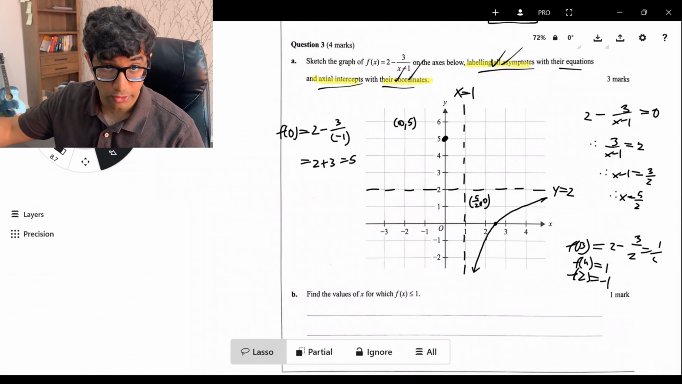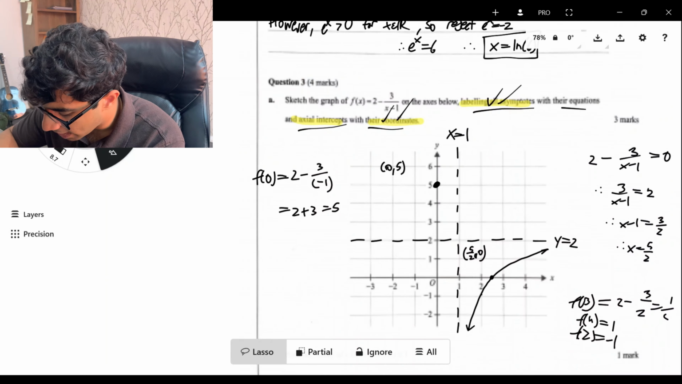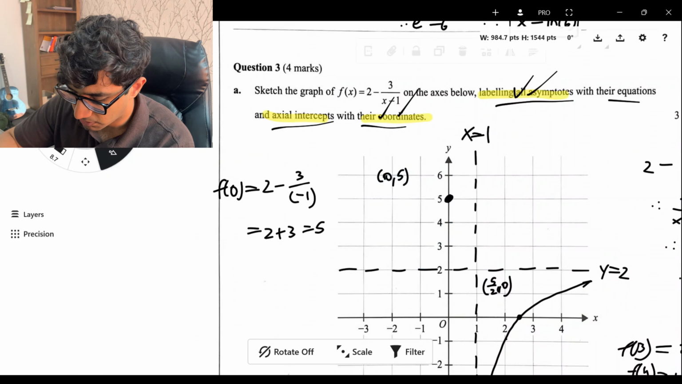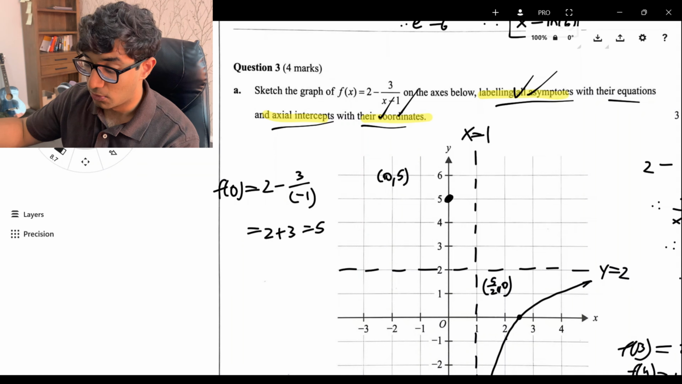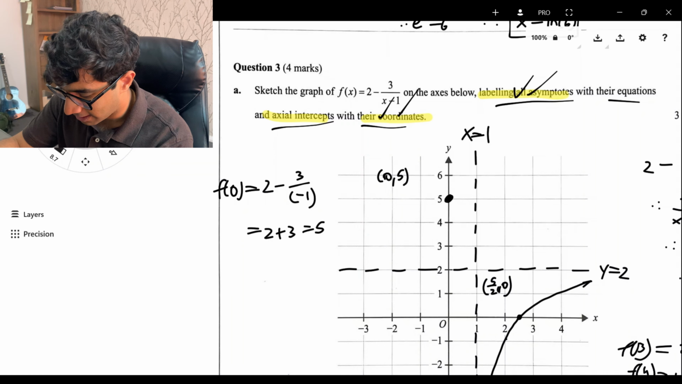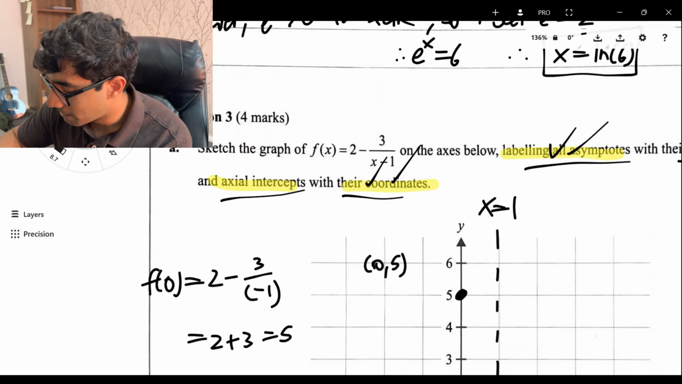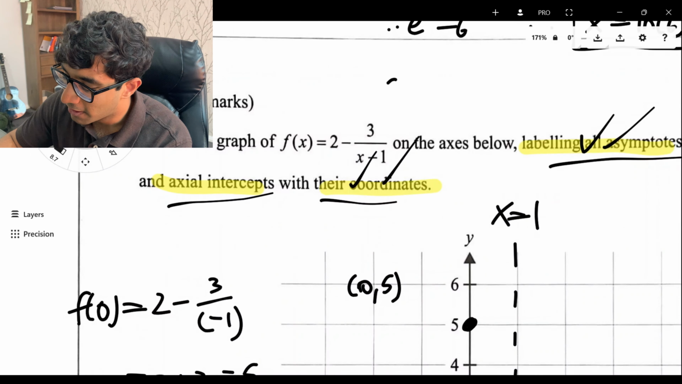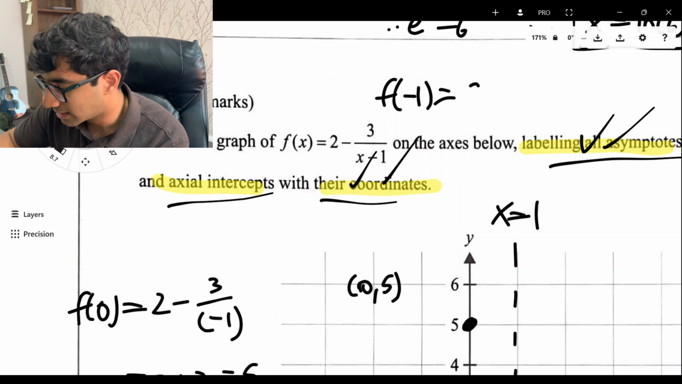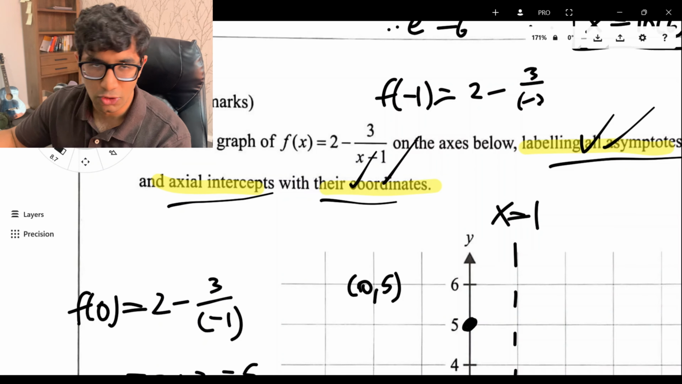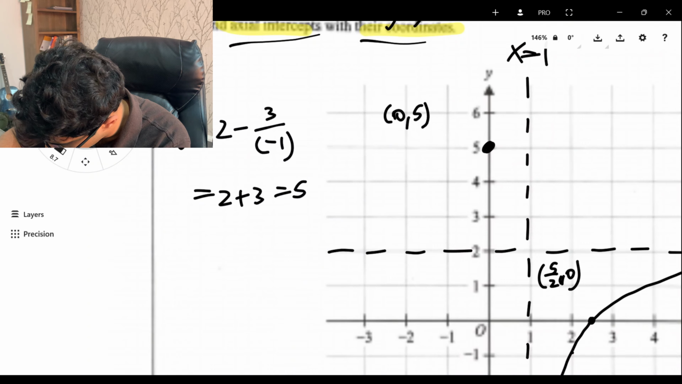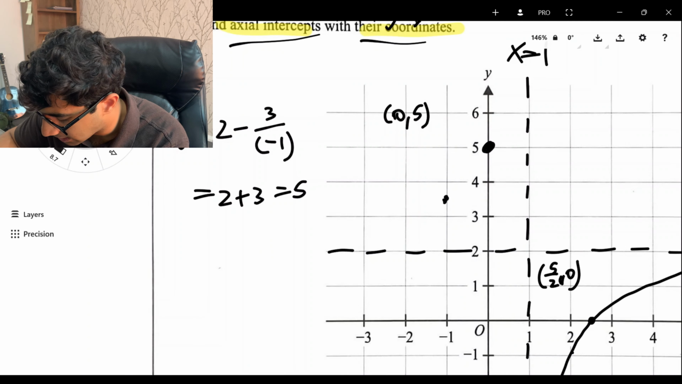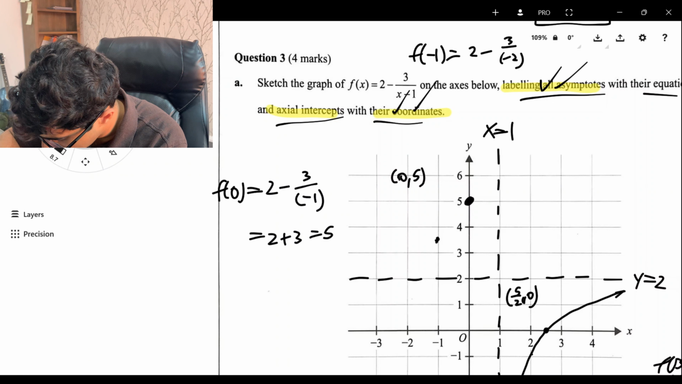That's the first branch of the graph that we've drawn, okay? The second branch is going to be over here on the left side. And once again, I'm going to sub in a few points just to give the examiners an accurate graph, or in other words, to make sure that the examiners don't take away my marks. So if I sub in minus 1, I get 2 minus 3 over minus 2, which is just 2 plus 1.5, so 3.5. So minus 1 and 3.5 would be around here. If I subbed in minus 2, I would just get 3, okay?